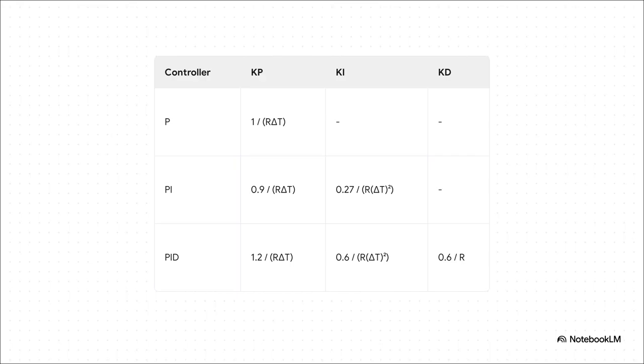And check this out. If you have a system with a really long delay and a slow reaction, that R times delta t value is going to be big, which means your proportional gain will be smaller. The formula is basically telling us, hey, be more gentle with this sluggish system. It's a different set of measurements, but it gets us to the same place, a really solid set of starting gains.